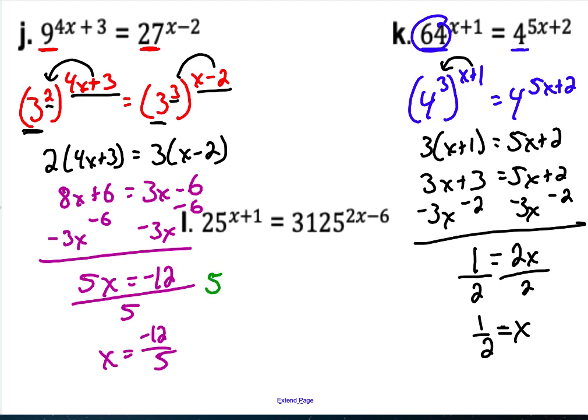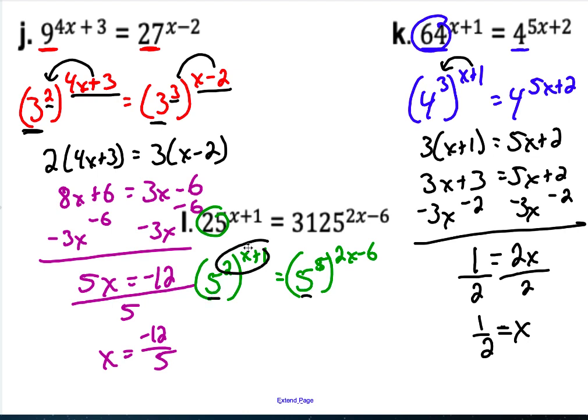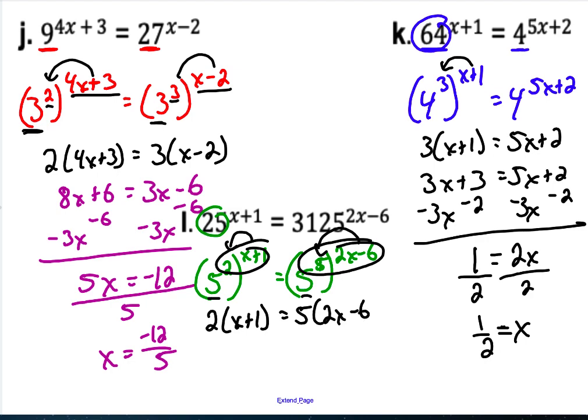So 25 is 5 to the second power, and then it's still raised to the x plus 1. 3,125 is 5 to the fifth power, and then still raised to that 2x minus 6. So my bases are the same, so I'm going to focus on my exponents. Remember, a power raised to a power just means multiply. So 2 times x plus 1. Same thing here, 5 times 2x minus 6.